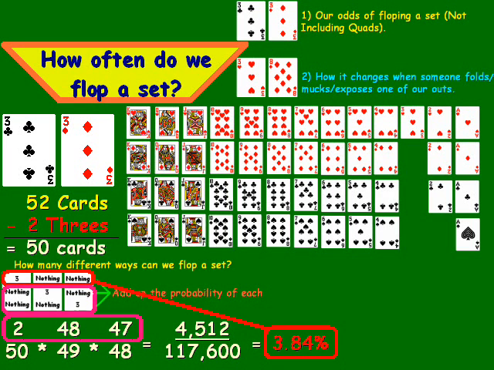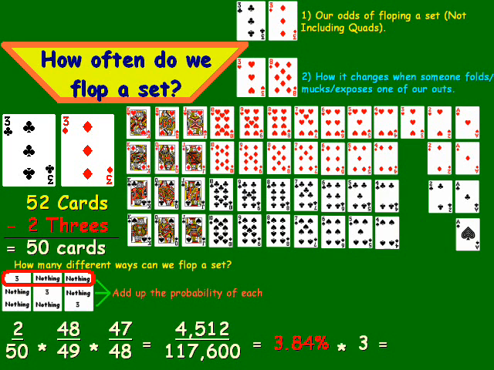Now, for these other 2 ways that we can flop a set, you'll notice that the top numbers, the 2, 48, and 47, just get switched around, and the bottom numbers, the 50, 49, 48, stay the same. So if we want to take a shortcut, these fractions are all going to be the same. They're all going to be 3.84%. So we multiply that times 3, and that gives us a total of 11.51%, which is our odds of flopping a set.